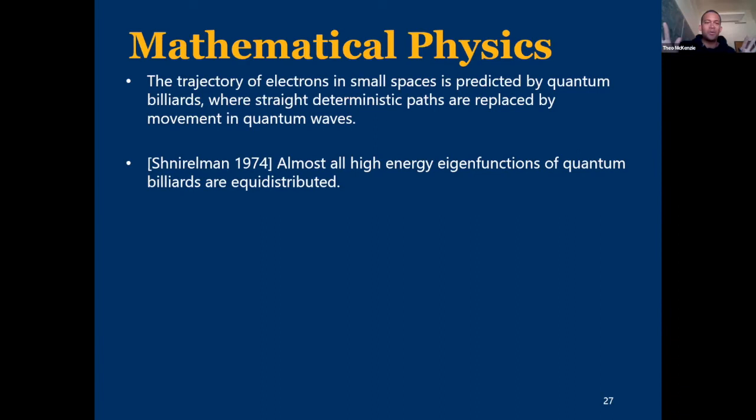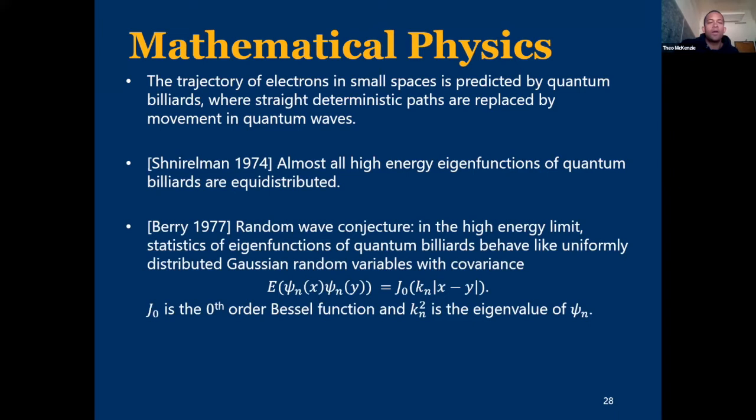Then Berry had this conjecture that in the high energy limit, we won't just have almost all eigenfunctions being equidistributed. There is going to be a stronger structure, known as the random wave conjecture, which says that if I look at the high energy eigenfunctions, the statistics of these eigenfunctions are going to emulate the statistics of Gaussian random variables. And what will the covariance of two points be? The covariance of two points is just going to be this Bessel function.